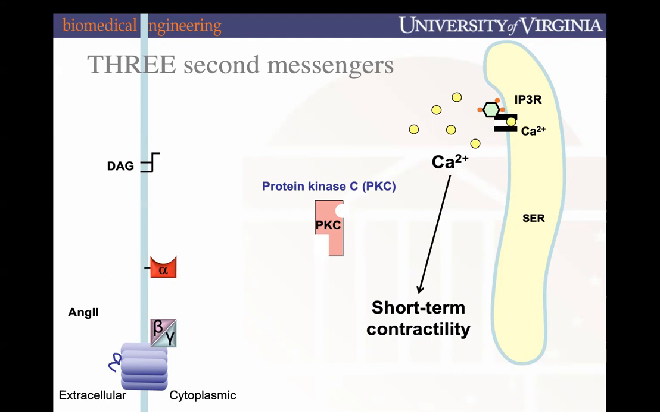Now, if we just left it like this, that'd be problematic. We need a way to turn this off and to regulate this contractility so that it's not long-term contractility. So one of the ways in which we do that is there's a key protein, protein kinase C, that is required for this regulation, but we can think of it as a two-factor authorization. It requires two things for it to become activated.